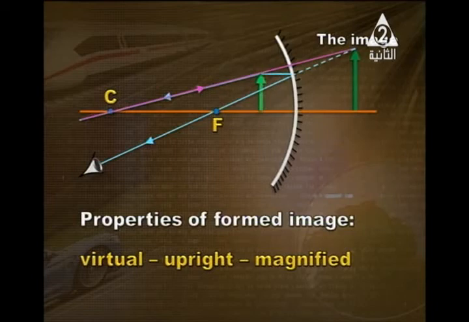We found that the image which is real is always inverted and formed in front. We see that the real image is always formed in front of the concave mirror and always inverted, but the virtual image is formed behind the concave mirror and always upright.